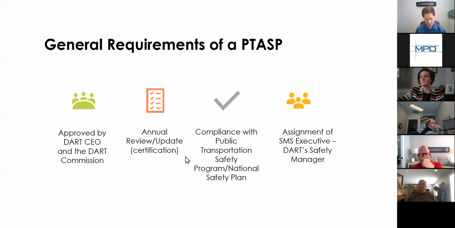Next slide, please. So some of the general requirements of the agency safety plan, which hasn't been required of previous safety plans, is that it is approved by the CEO and the DART Commission, that we actually go and review it and update it every year, and that we certify to the FTA by just checking a box online that we've reviewed and updated it. Enforcement, or the check on us, is through the FTA triennial visits. When they come, they'll pull out the safety plan and ask us to prove that we're doing the things in the plan that we say we're going to do. The plan needs to be in compliance with the Public Transportation Safety Program and the National Safety Plan. That's where we get our safety performance targets. And the plan also must have a designated executive who's in charge of that, which is me.